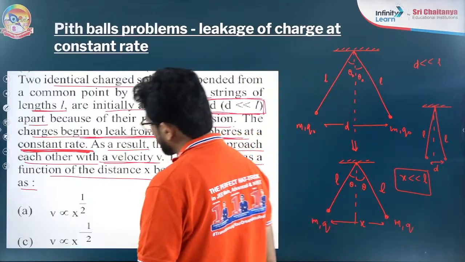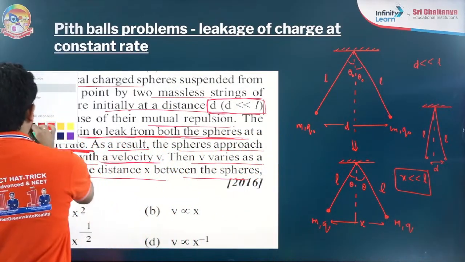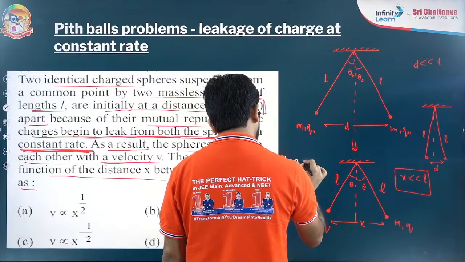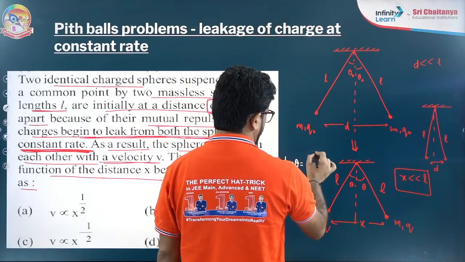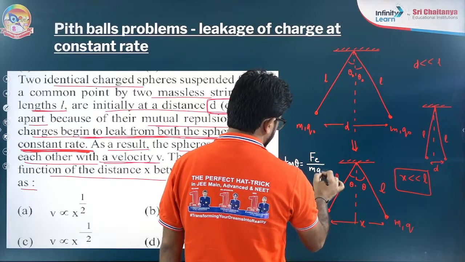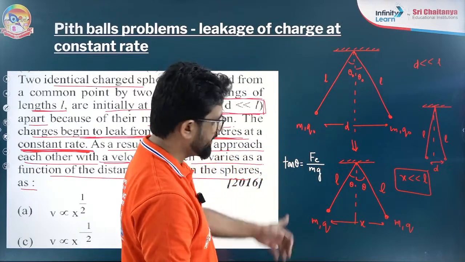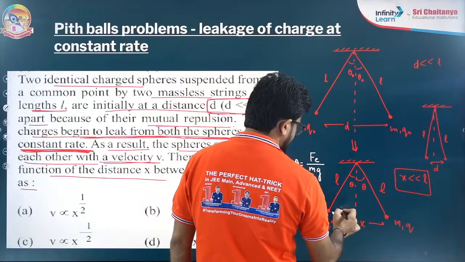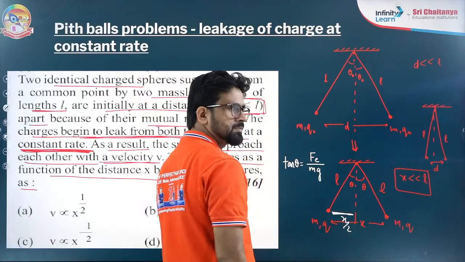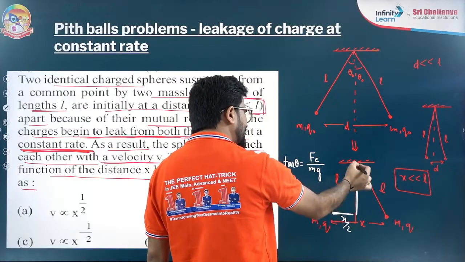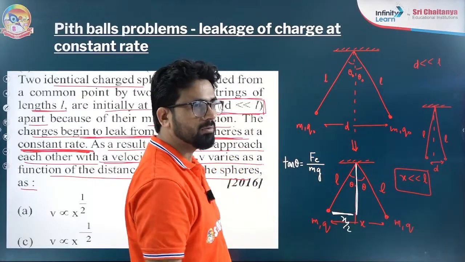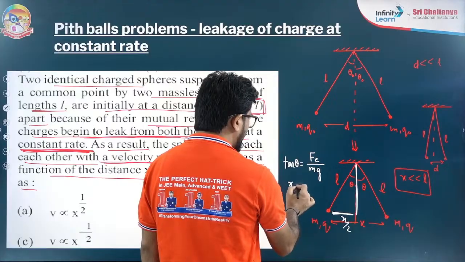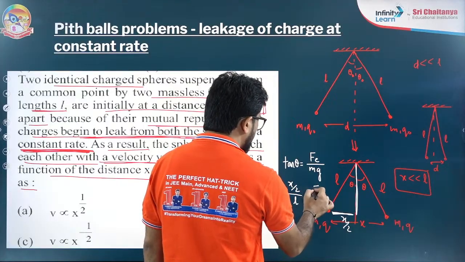Now I want to write something very simple. Suppose I write tan theta. Tan theta is equal to Fe by mg, correct? But from this diagram you can also write it: this would be x by 2, and this vertical line would be approximately L, because x is very small. So tan theta is approximately x by 2 divided by L, which is equal to Fe by mg.